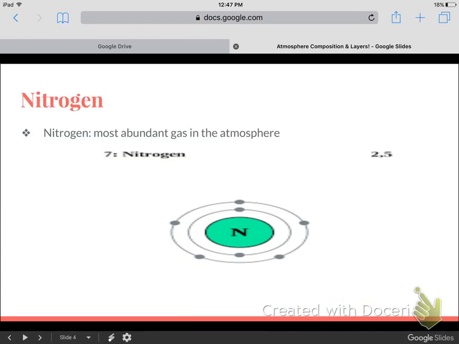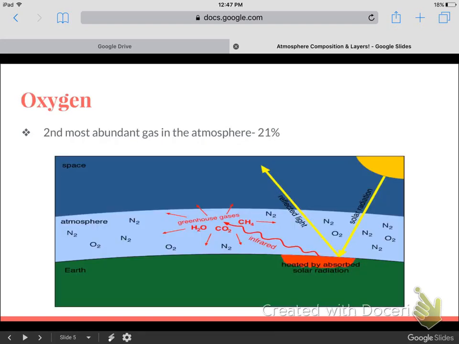So we just mentioned how nitrogen was the most abundant gas in the atmosphere, coming in at 78%. And the second most abundant gas in the atmosphere is oxygen at 21%. Now this picture kind of shows you something cool. If you look, I'm going to highlight all the nitrogens. So it shows you how many different nitrogens are in the air compared to the amount of oxygens. So there's much more nitrogen than oxygen in this air, and that just goes to show you the higher percentage of our atmosphere is nitrogen, and the second highest is oxygen.